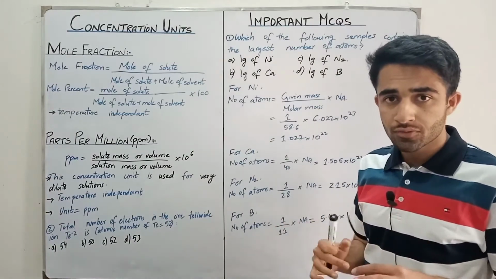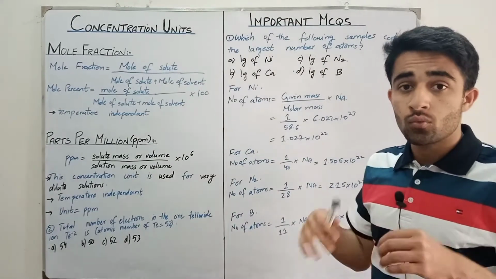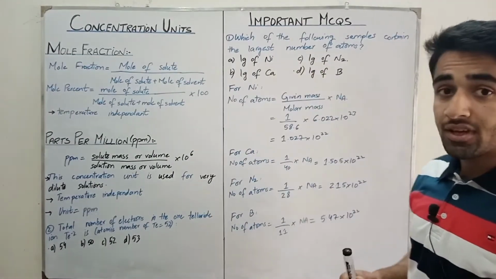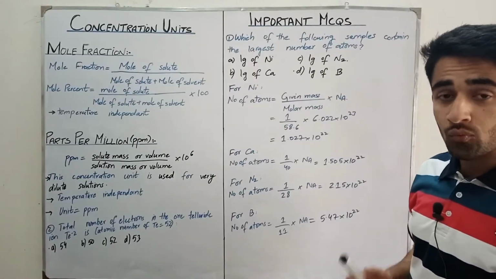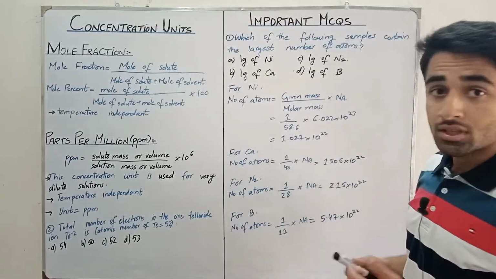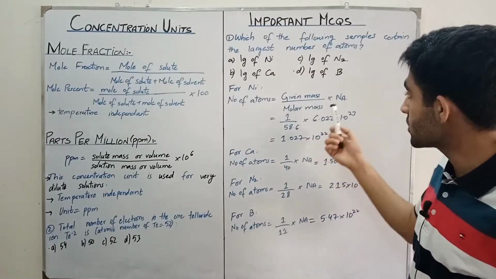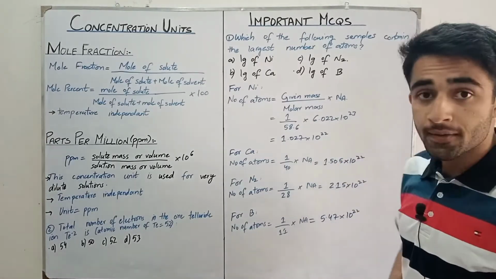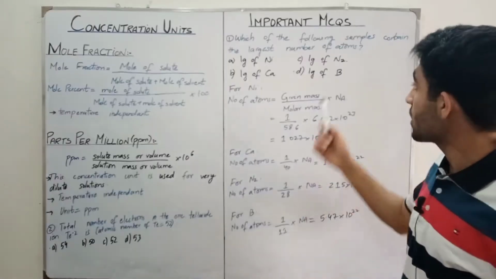First of all, we have to know the formula to find the number of atoms. For the number of atoms, the formula is moles multiplied by Avogadro's number, and moles is equal to given mass over molar mass. Avogadro's number value is 6.022 into 10 raised to power 23. The options are 1 gram of nickel, 1 gram of calcium, 1 gram of nitrogen gas and 1 gram of boron.